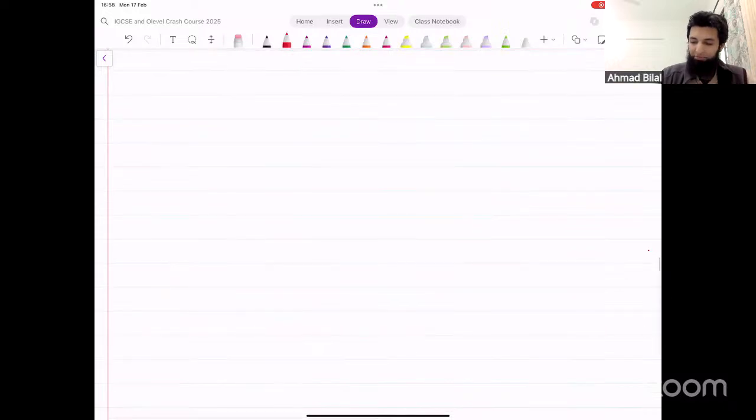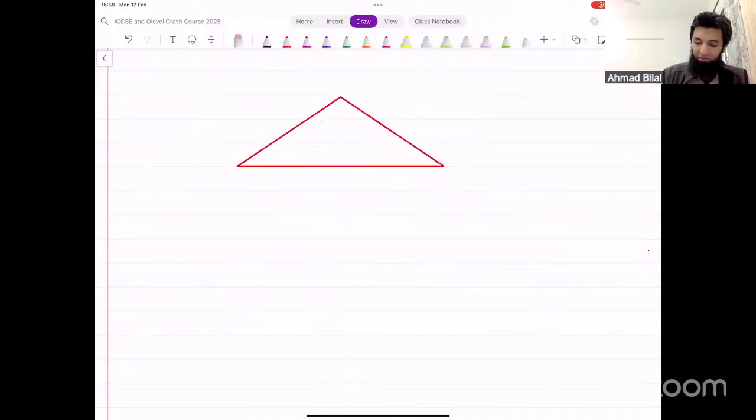Let's say you have this triangle in which you are given that this side is perhaps 8 and this side is 11, and the angle between these two sides, that is 30 degrees.